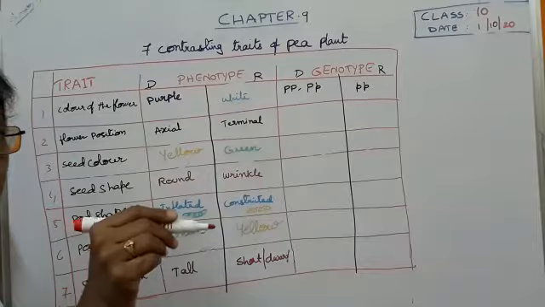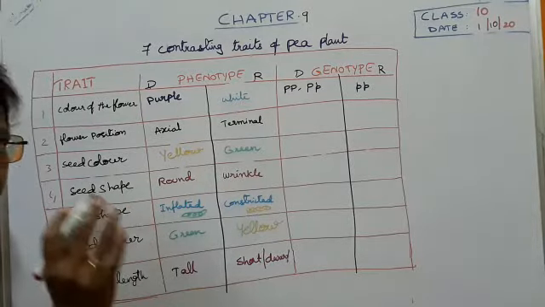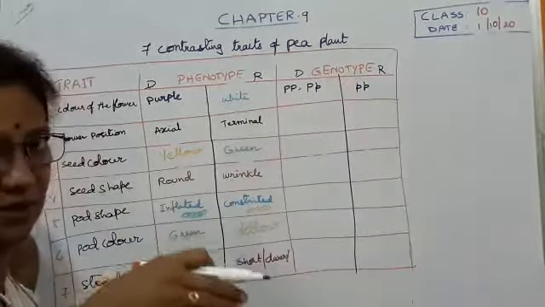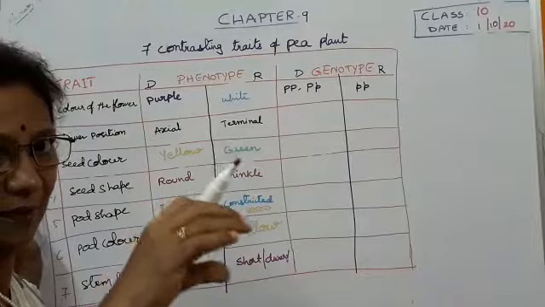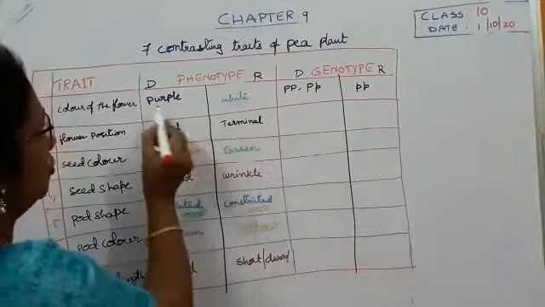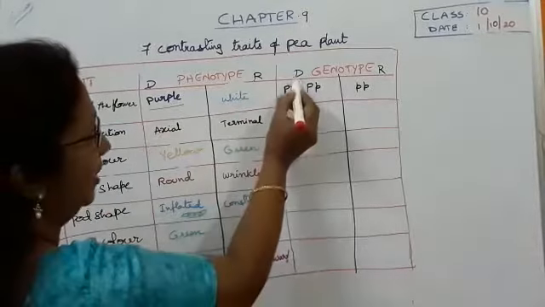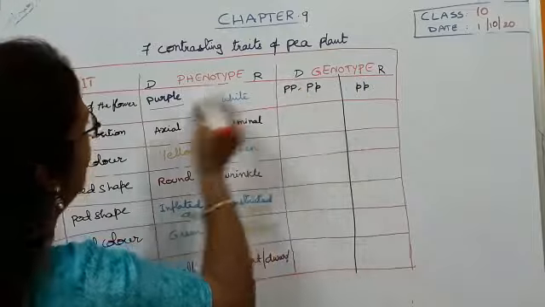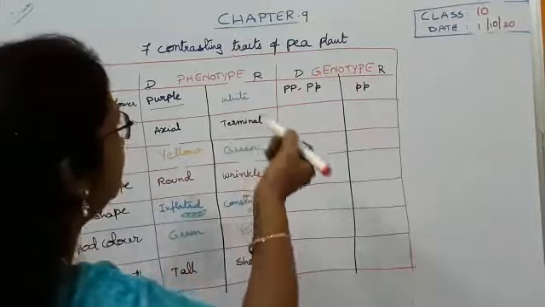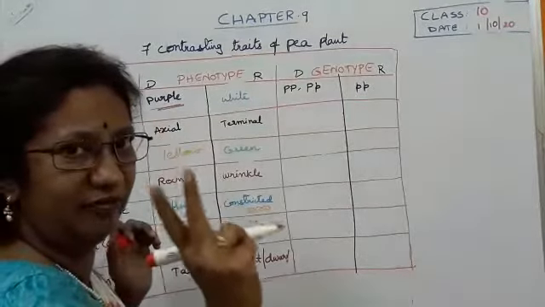What do you mean by phenotype? The physical appearance of the plant or of the trait is called phenotype. Genotype means how we represent it diagrammatically, or their genes, is called a genotype. So, for purple, how do we write the genotype? Dominant means purple, recessive means white. Clear?